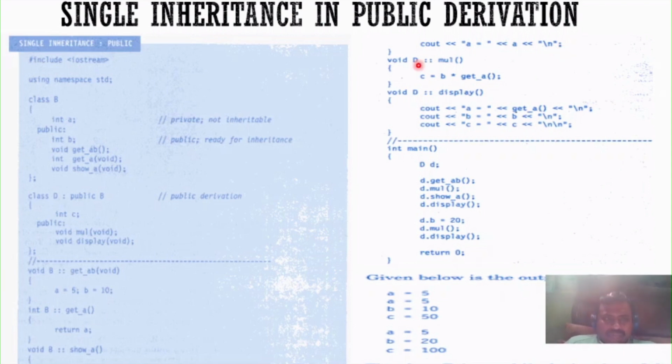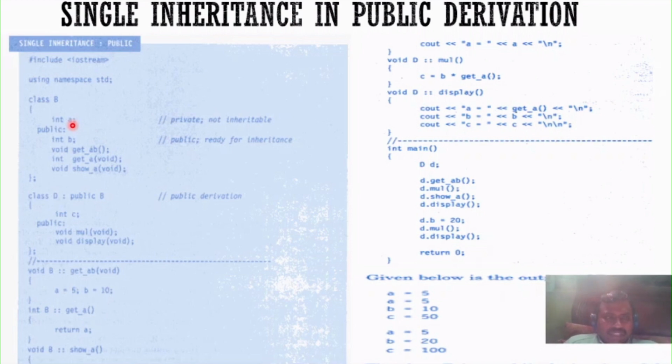It's time to write all the member functions which belong to the derived class D. Void D multiplication. Number of arguments is nil here. C is equal to B star get A. Now C is a private data member of the class D. B is a public data member of the class B. It can be accessed. Star get A. So A, we have to access this A, but it cannot be accessed. It is a private data member.